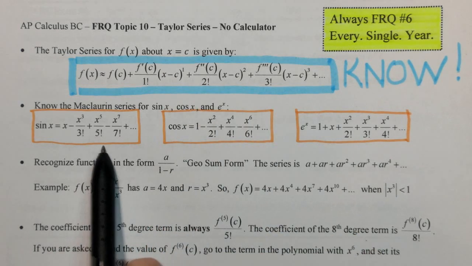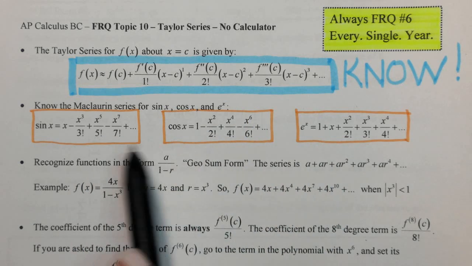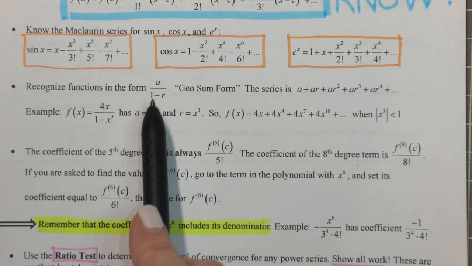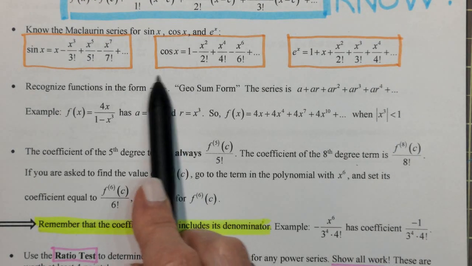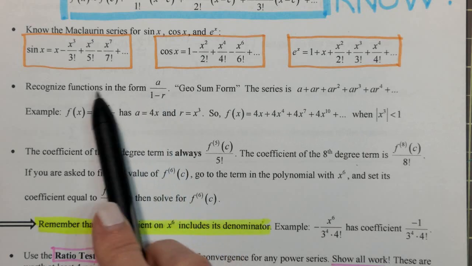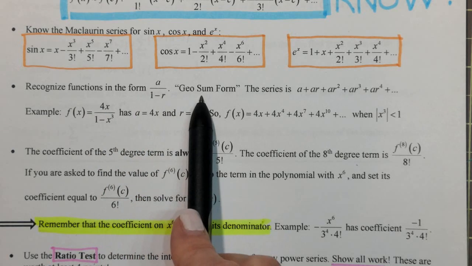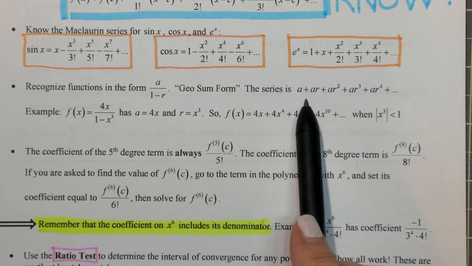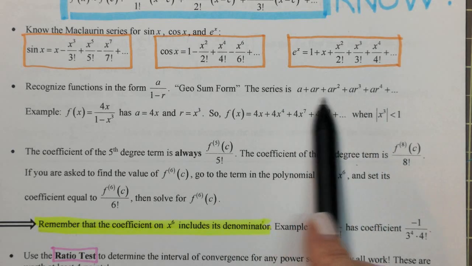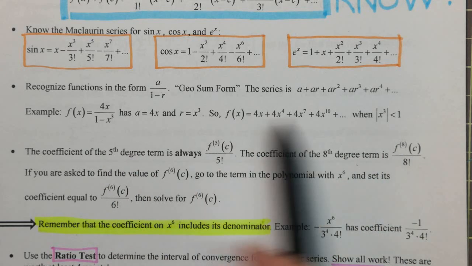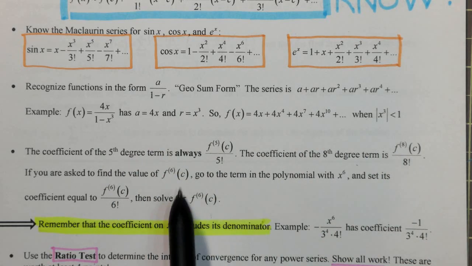We need to have memorized the Maclaurin series for sine x, cosine x, and e to the x. Recognize functions in this form. A sub n, it should be like terms in this form. Okay, that's the geosum form. So the series will look like that. So go back and review that if you need to.